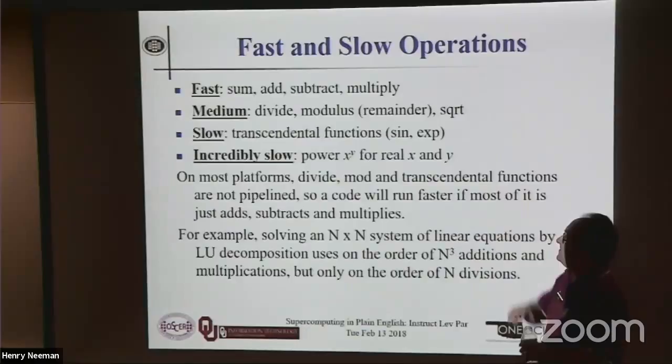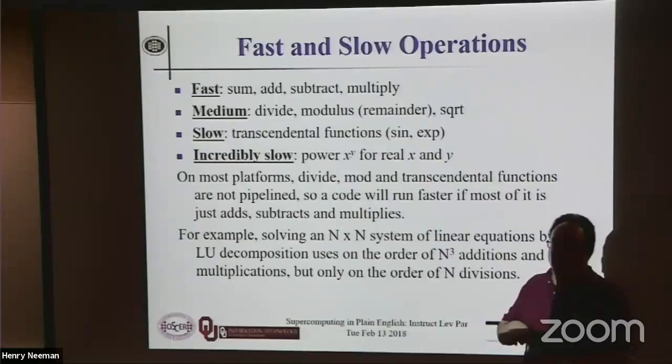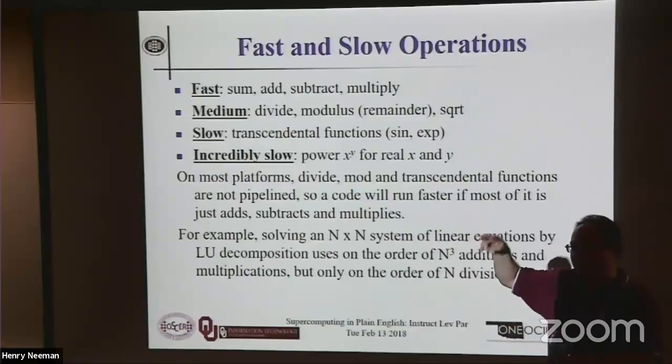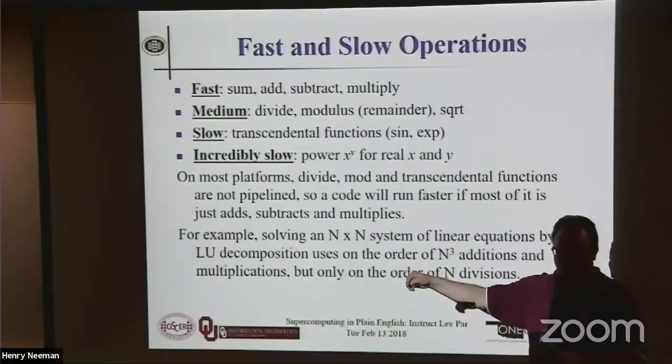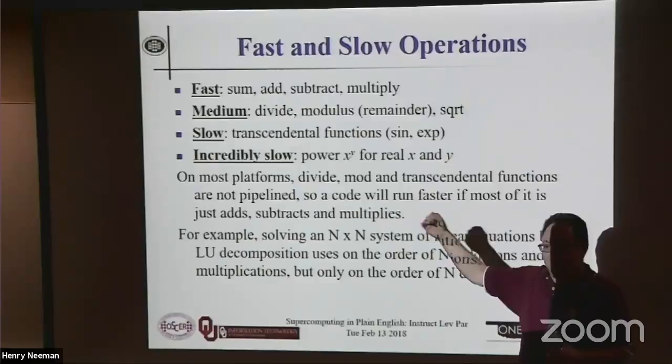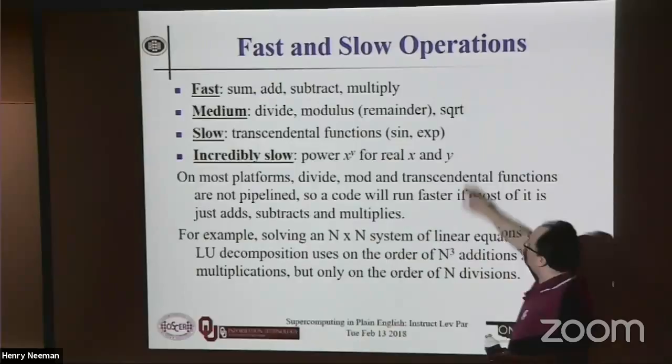Modulus is basically the same operation as divide. In fact, in most CPUs, when you divide, it actually takes, it has two results. When you do an integer divide, it has two results. One result is the quotient, and the other result is the remainder. Okay. And so the divide operation ignores the remainder. The remainder operation ignores the quotient. Square root, that's a fun one.